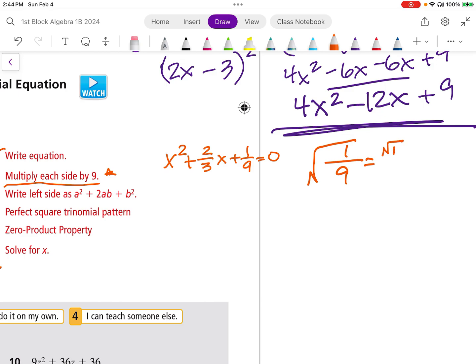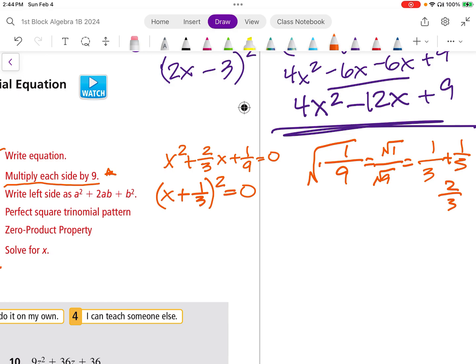Well, this means take the square root of 1 over the square root of 9. 1 times 1 equals 1. 3 times 3 equals 9. So the square root of 1/9 is 1/3. So we do have a perfect square trinomial here because 1/3 plus 1/3 equals that second term, 2/3. So square root of x, x. We have two pluses here, so this is plus. Square root of 1/9 is 1/3. That is squared equals 0.